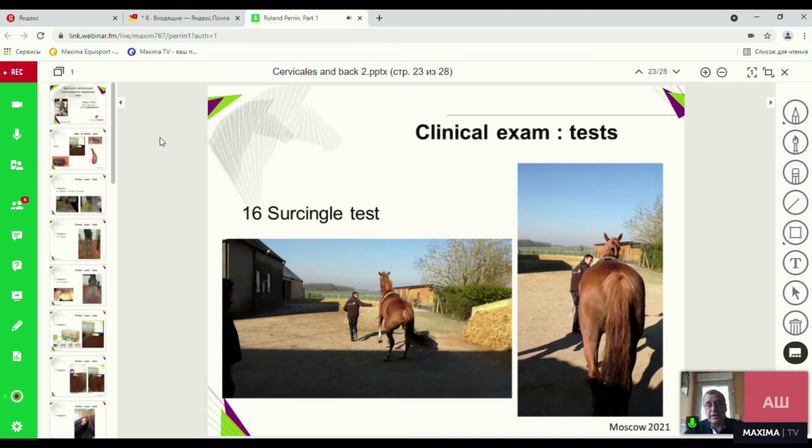And you can see other things. Sometimes the horse is not so painful, but he has a modification of the locomotion. Sometimes he is more stiff. Sometimes he puts the back on the left, on the right. Sometimes he is lame, and you can observe all these things.